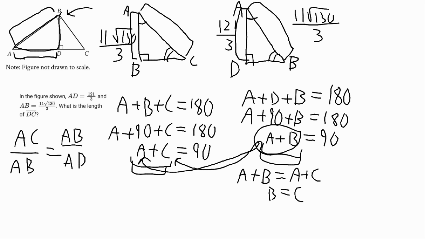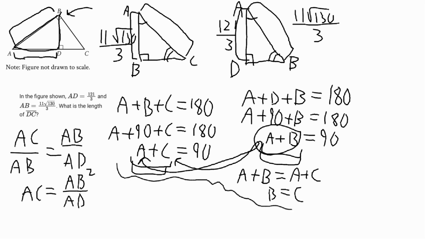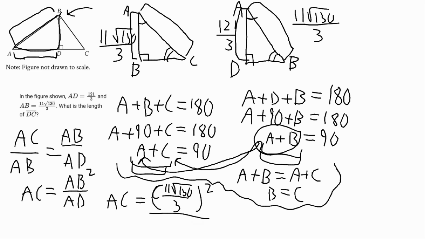And then what I can do is multiply both sides by AB, and I get AC is equal to AB squared over AD. And then I'm just going to use the bottom here to do the rest of the problem. So then I'm going to plug in my numbers, right? I know that AC is equal to 11 times the square root of 130 over 3, because that's the side AB, and that's squared, and then divided by AD. And again, AD is equal to 121 divided by 3.